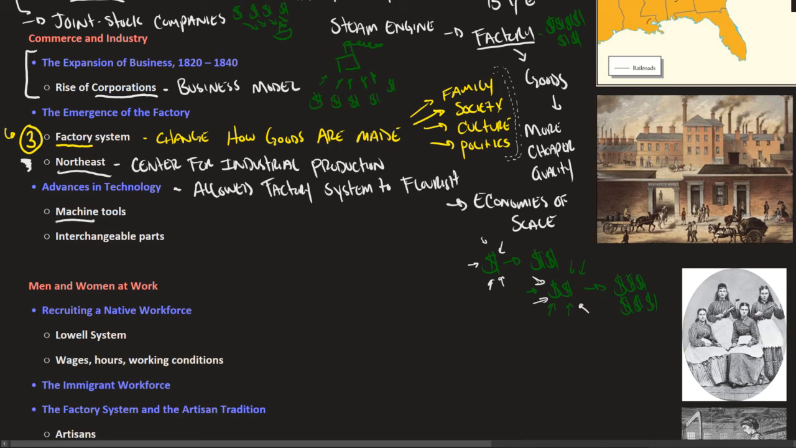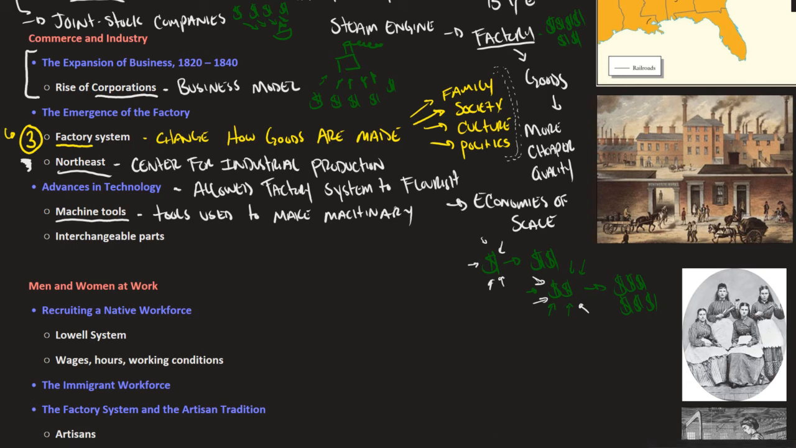Machine tools. These would be the things required to make the machinery in a factory. All right, so we'll just say tools used to make machinery. It's kind of interesting. Machinery, I don't know if that's spelled correctly. Anyways. It's like, you use machines to make stuff, but then you have machine tools to make machines that then make stuff, right? That's kind of the idea. It allows for mass production of these kind of facilities here.